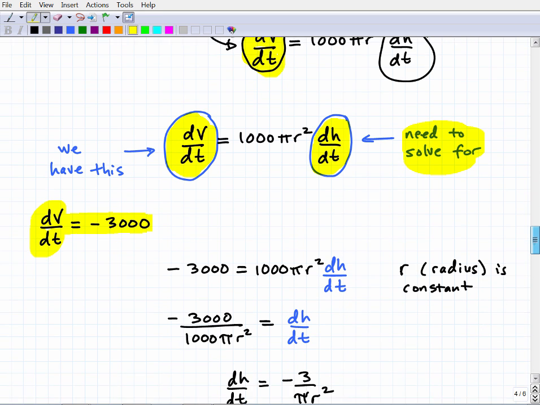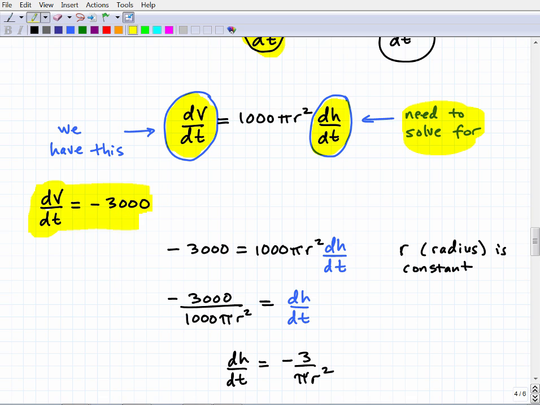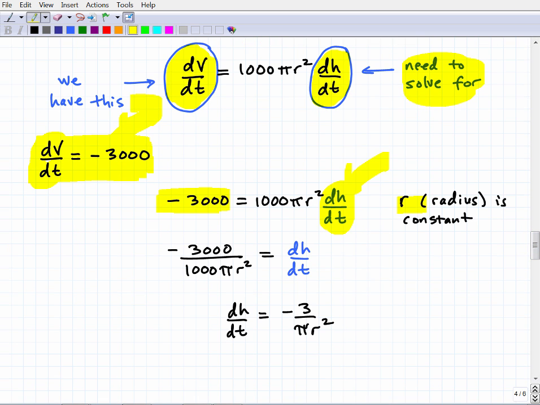All right, so let's just go ahead and plug in what we have. Remember, dV/dt is negative 3,000, so I could just substitute dV/dt with negative 3,000, and I'm looking to solve for dh/dt. So you can think of that as just a big variable, like a big x or whatnot. So we're just doing basic algebra at this point. And then r is constant, so that's just a number. So this whole part right here is just some big constant number. So all I need to do is divide both sides of the equation by the 1,000 pi r squared, and I end up with this.